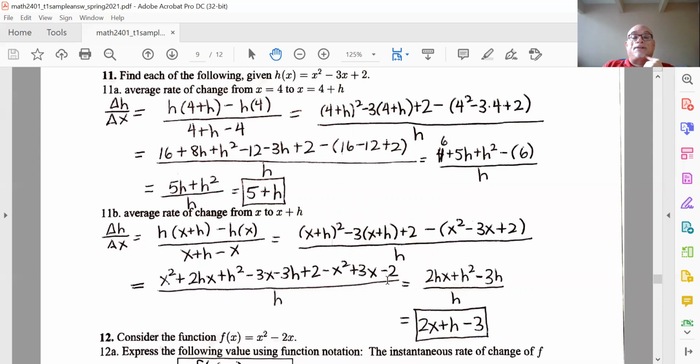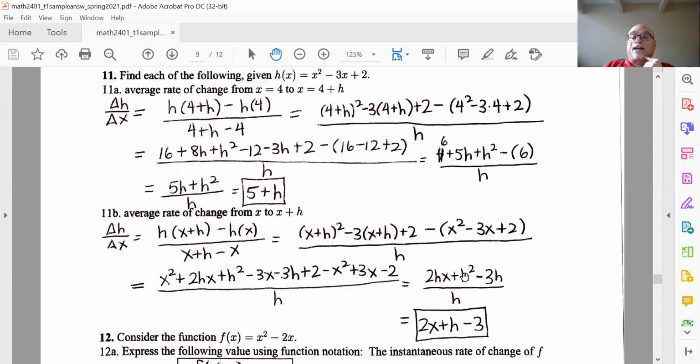Now, some good things will happen at this point. A bunch of terms are going to cancel. So here you have plus x squared and minus x squared. Those disappear. Here you have minus 3x and plus 3x. Those disappear. Here you have plus 2 and minus 2. Those disappear. So in the end, you end up with just 2hx left plus h squared minus 3h. All the other terms in the numerator cancel. All this divided by h.